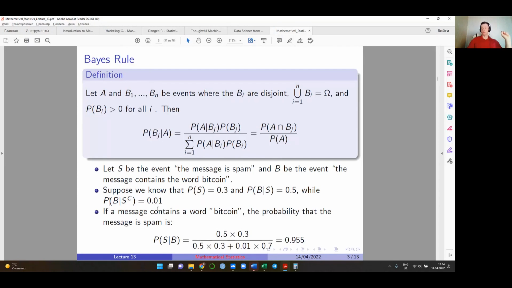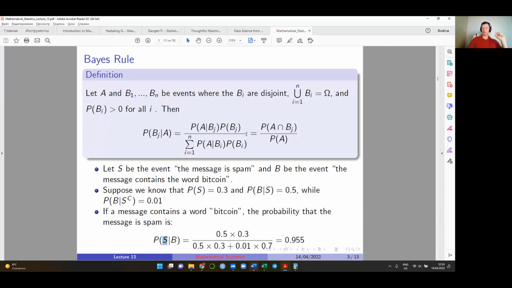Now we want to calculate the probability that, given the word Bitcoin, this email is spam. So we want to reverse this conditionality. I know that conditional on spam, the probability to receive a letter with Bitcoin is 0.5. But now I want to calculate the probability that, having received a message containing the word Bitcoin, this message is spam. You see that I reverse this conditionality. Instead of this, which I know, I want this, which I don't know. So how do we calculate this?